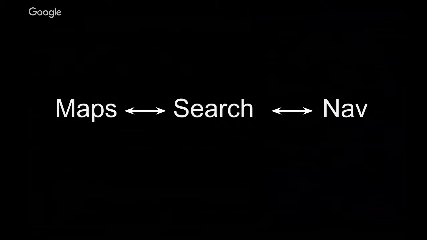And in a navigation experience, often a search interaction starts and ends a nav experience. You're starting from an address and maybe going to a restaurant downtown. And so you need to be able to search for both of those locations in order to get the user where they want to go.